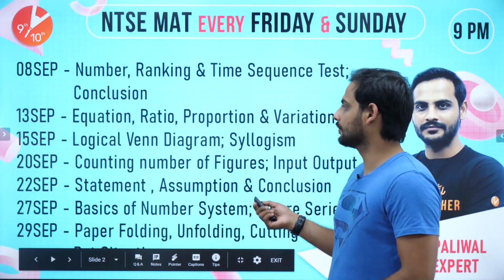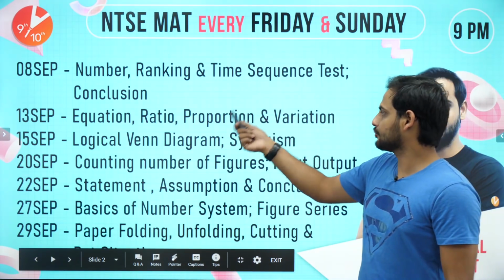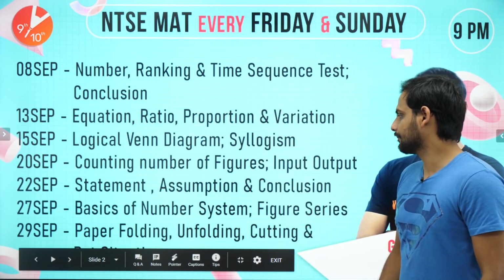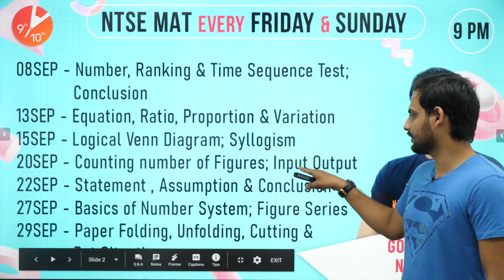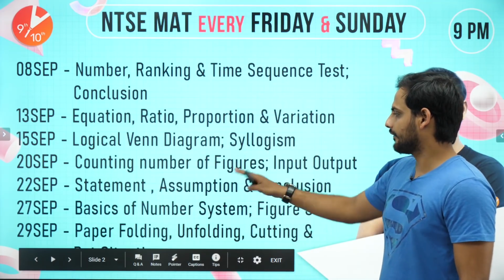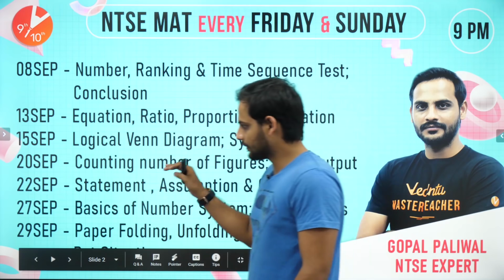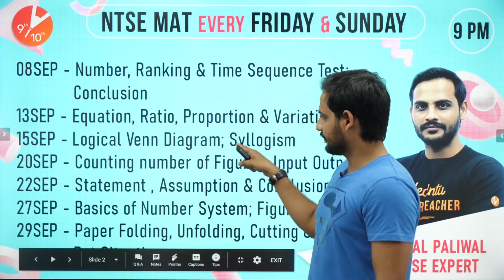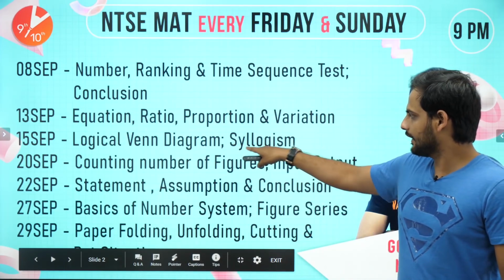NTSE. So as you know, bachcho, we are running this Maths series, mental ability test in this series, and as you know I have covered till now, last session I covered equation, ratio, proportion and variations, and as I have told you, today I will be discussing logical Venn diagram and syllogism. The next topic will be counting number of figures and input output, and after that statement, assumption and conclusion. These are the next two topics which I have already told you for the next week, and today we'll be talking about Venn diagram and syllogism.